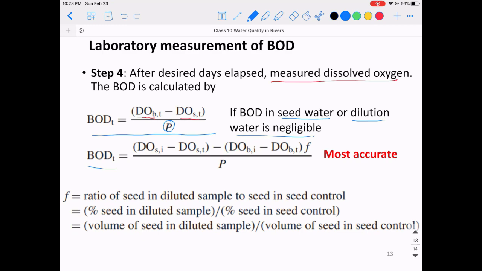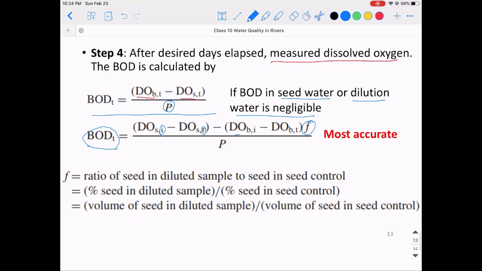So basically, here, the first term represents the dissolved oxygen in the sample bottle. Okay, so the dissolved oxygen amount at the initial time minus the dissolved oxygen at the final time, or after certain days elapsed, minus the blank dissolved oxygen at the initial time minus the dissolved oxygen of the blank group at time t multiplied by this F here, okay? And this whole thing is going to get divided by the P, which is the dilution factor. That is going to yield the BOD at any time.